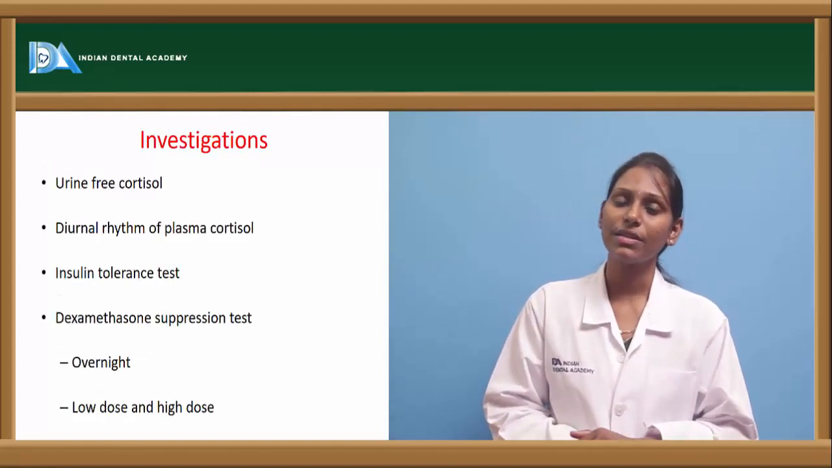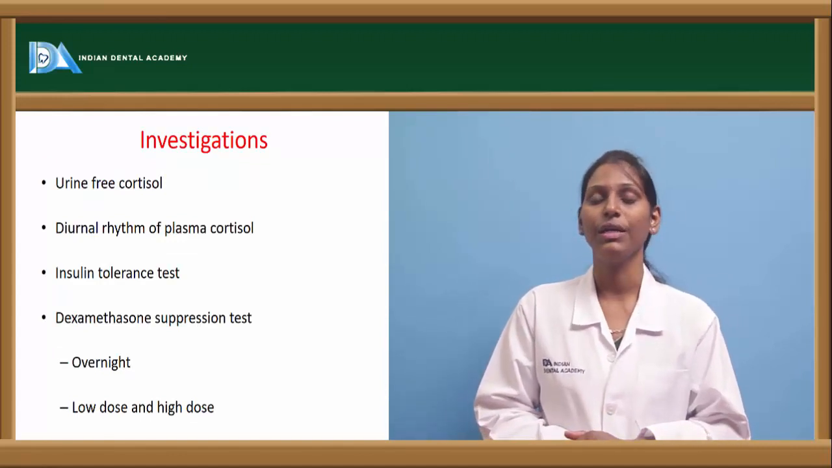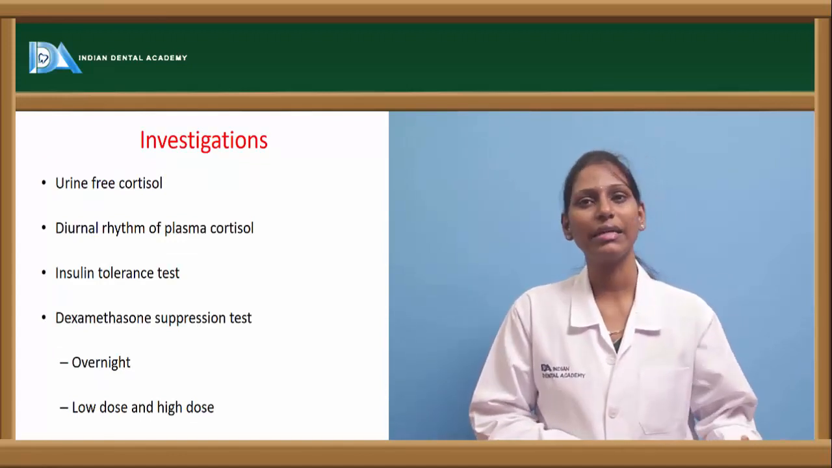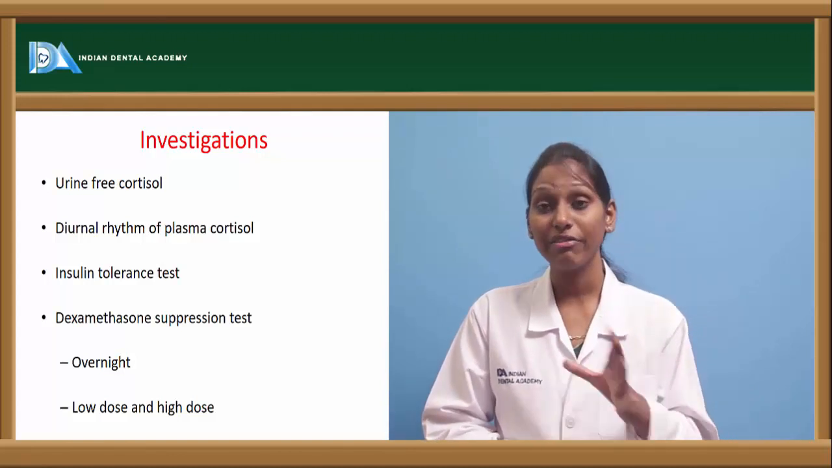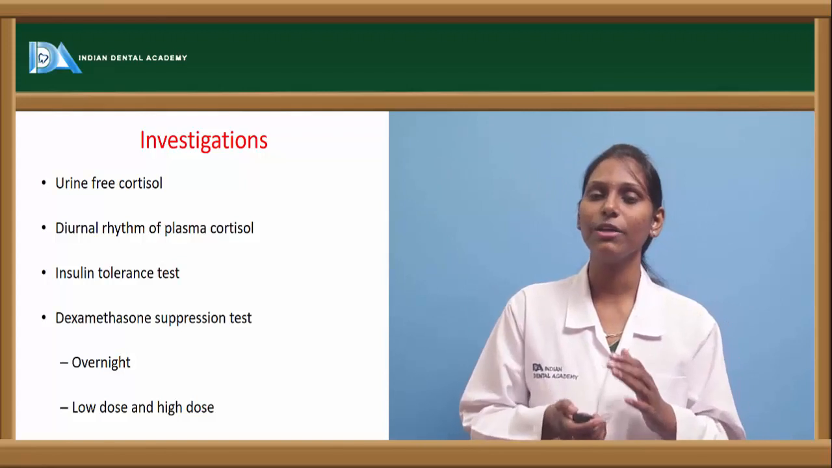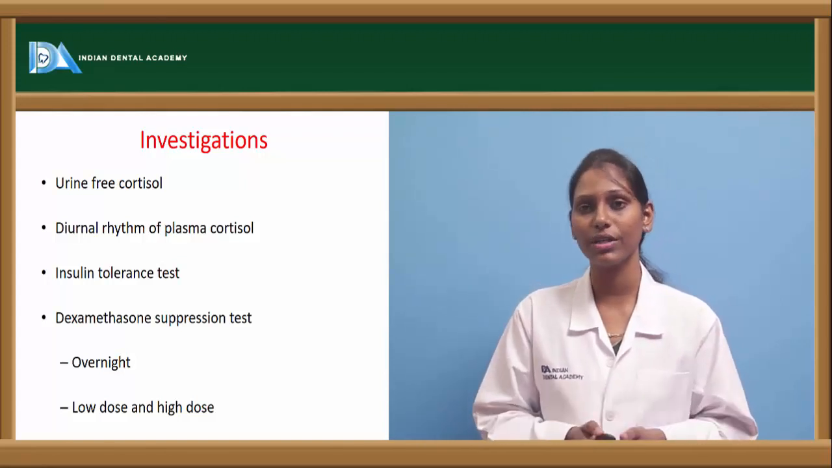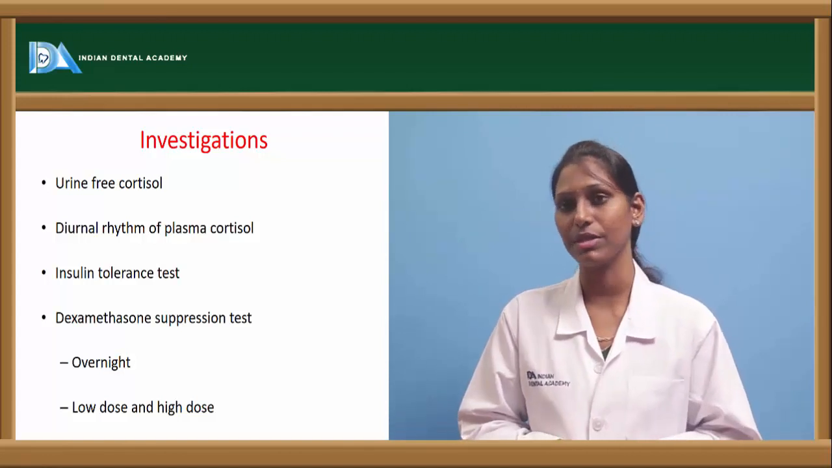And coming to the investigation, how do we actually investigate that the patient is suffering from Cushing syndrome? Remember, there is no single definitive test for cortisol excess. There are various tests, and with the help of different tests, we can come to a diagnosis that there is a cortisol excess along with various clinical symptoms.